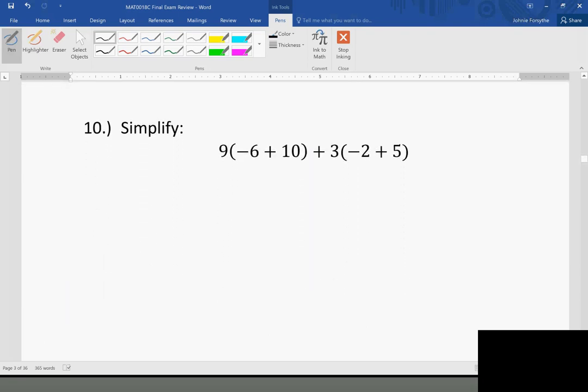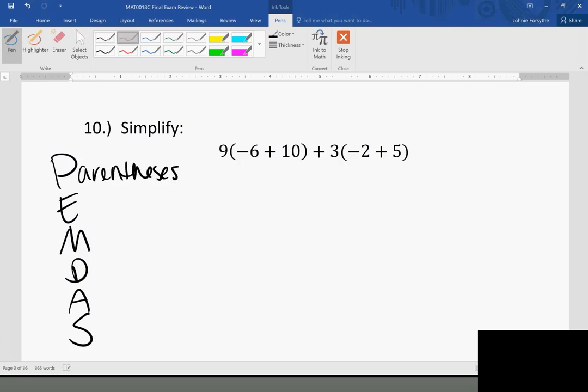Okay, number 10. Simplify 9 times (negative 6 plus 10) plus 3 times (negative 2 plus 5). We can use our order of operations to simplify this. We're going to work within the parentheses first. So I have negative 6 plus 10. I have different signs, so I'm going to subtract 10 minus 6 and take the sign of the larger number, which is 10. So I'm going to get a positive 4.